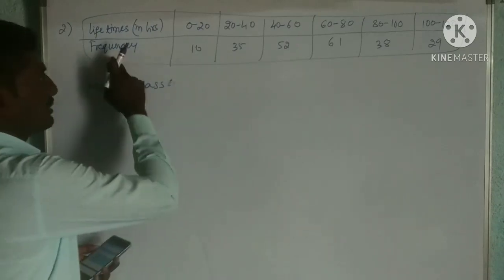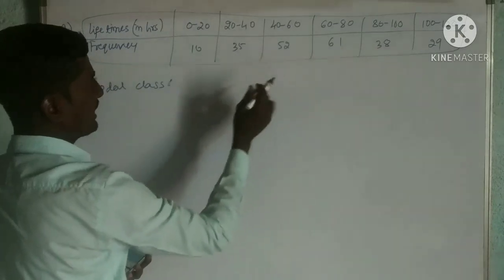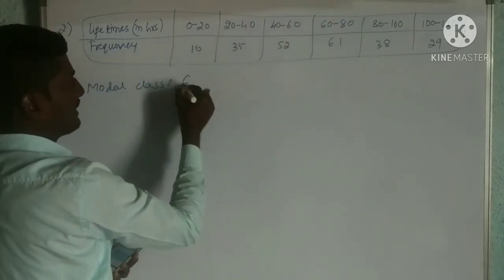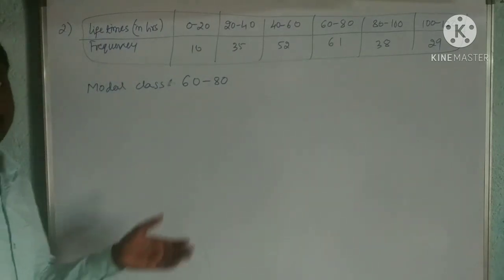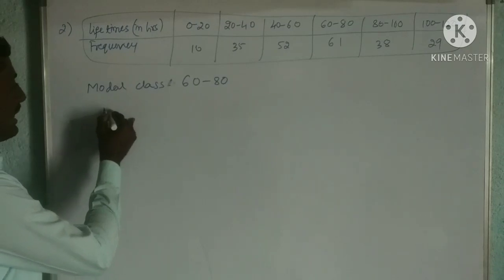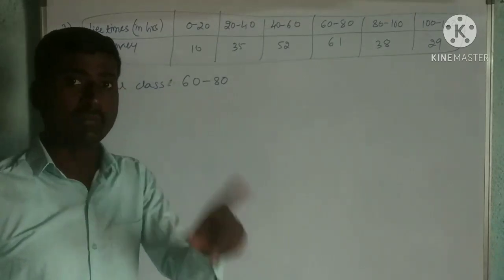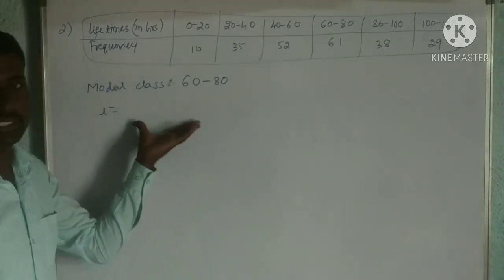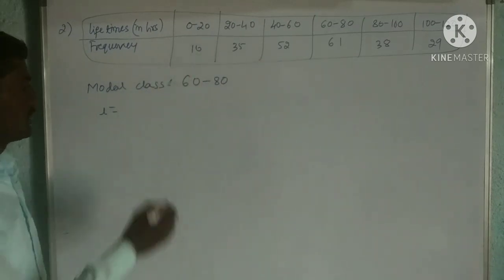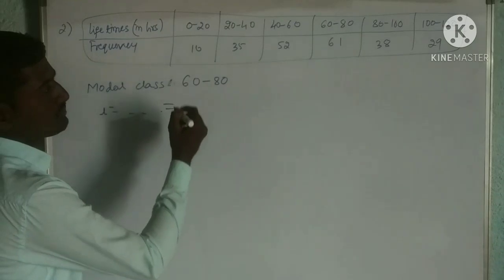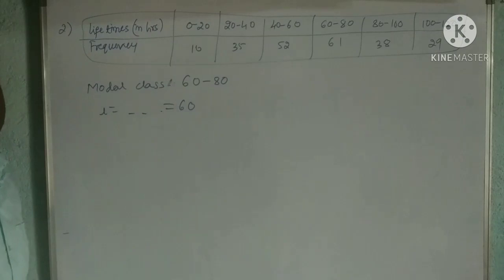Observe the frequency column. The highest one is 61. Therefore the modal class will be 60 to 80. Now we have to write the remaining terms. L is the lower limit of the modal class. Here they ask only for the mode, so you can expand those terms. I will take the values directly. L is the lower limit, 60.